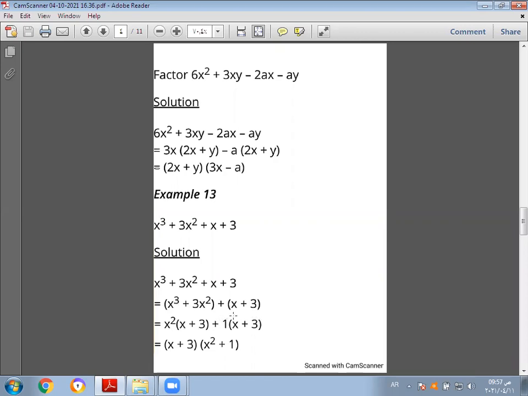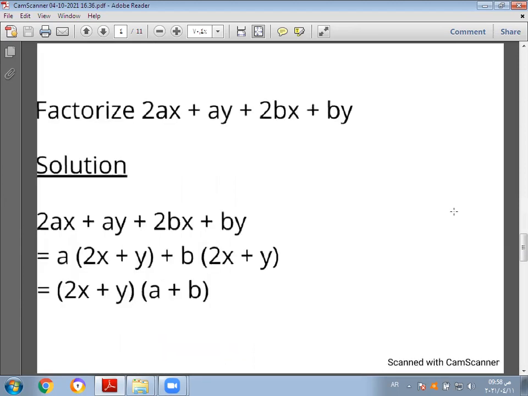Now here we will not take any HCF. We find the common bracket x plus 3 here and x plus 3 here. We take x plus 3 as HCF again and open a bracket. If we take x plus 3 from the first part, the remainder will be x power 2, and from the second part, the remainder will be 1. So the factorization of x power 3 plus 3x power 2 plus x plus 3 by grouping is (x plus 3) multiplied by (x power 2 plus 1).